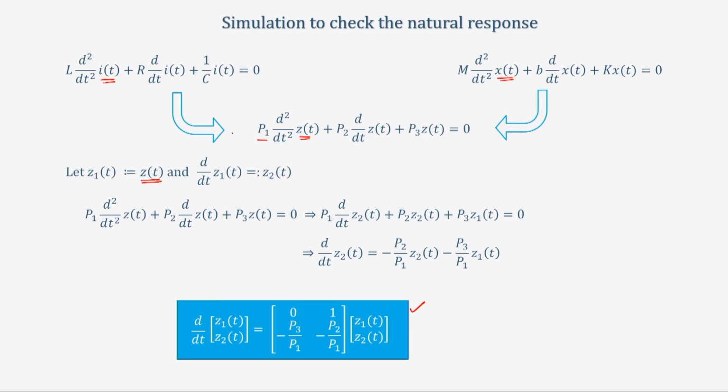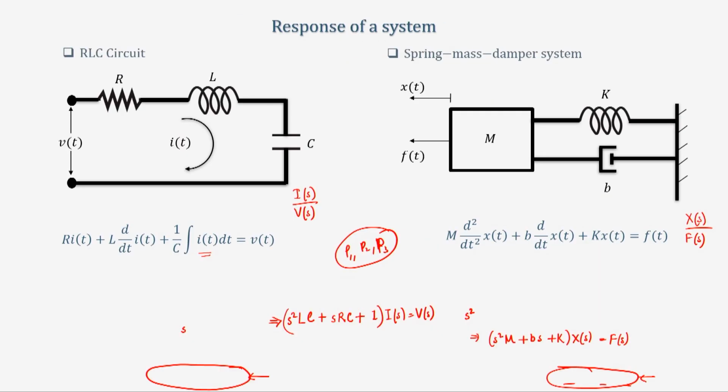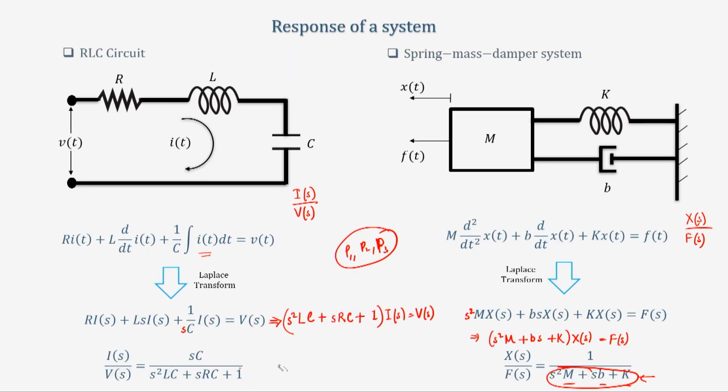So, you see here P1 was L, P2 was R, P3 was 1 by C, and similarly M, B and K. So, when I am changing P1, P2, P3, I am basically changing the denominator polynomial, right. Now, it is the denominator polynomial that is actually governing how your system will behave. It is the coefficients of the denominator polynomial that govern how the system will behave, because when I change P1, P2, P3, I am changing those coefficients.